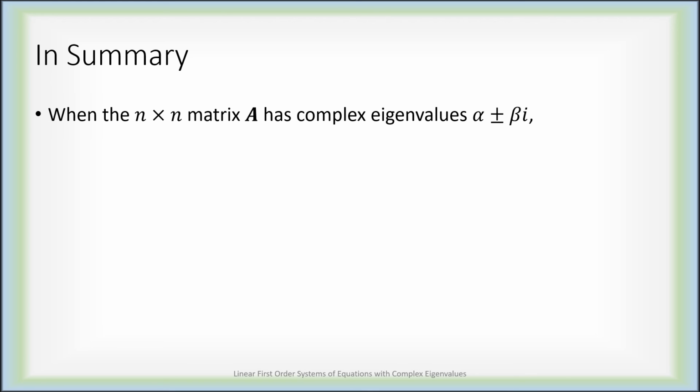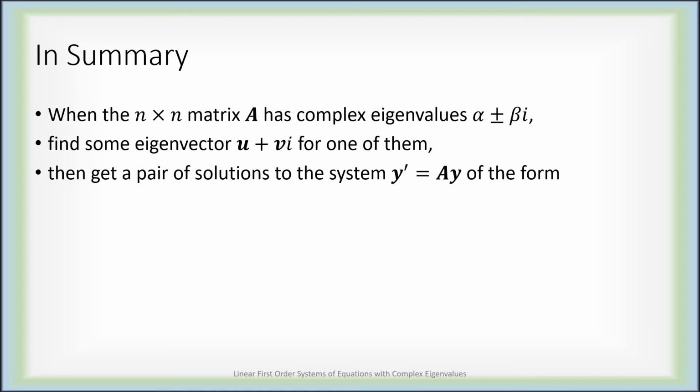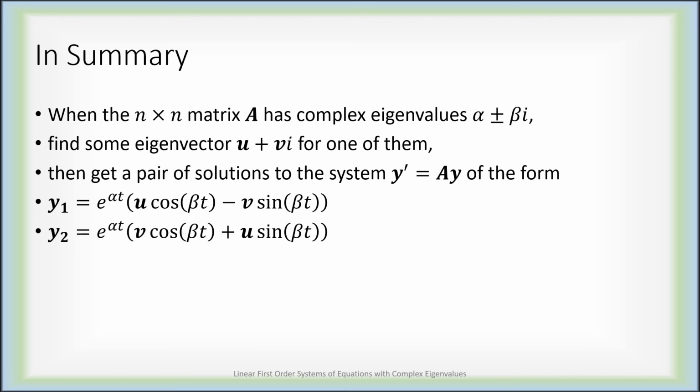So altogether, what did we do? Well, we're accounting for the possibility that our n by n matrix of constants has a complex conjugate pair of eigenvalues, alpha plus or minus beta i. For either one of them, find an eigenvector and split it up into its real and imaginary parts. Call this u plus vi. Then we can get a pair of linearly independent solutions to the system, y1 and y2 of these corresponding forms.